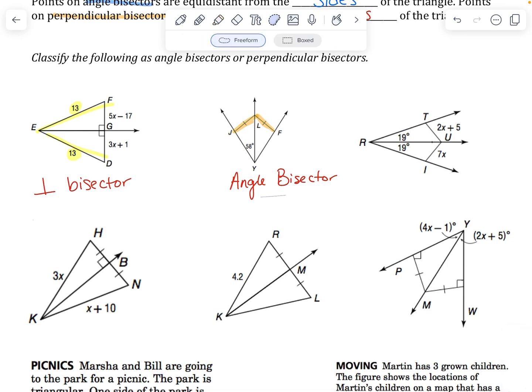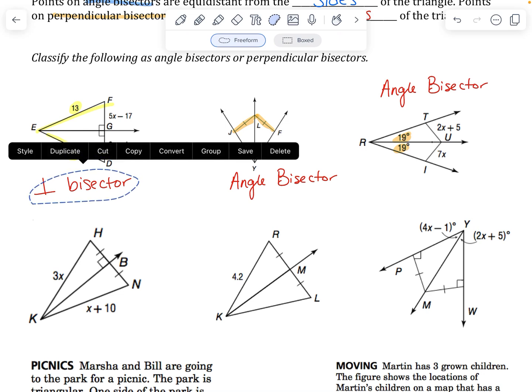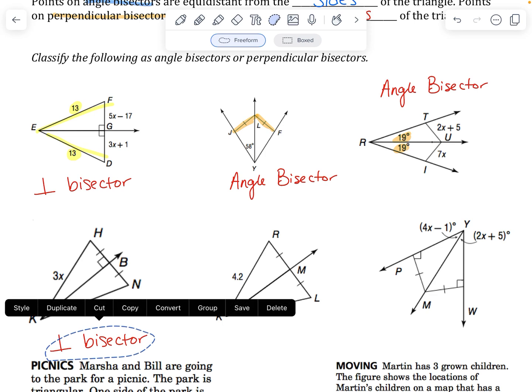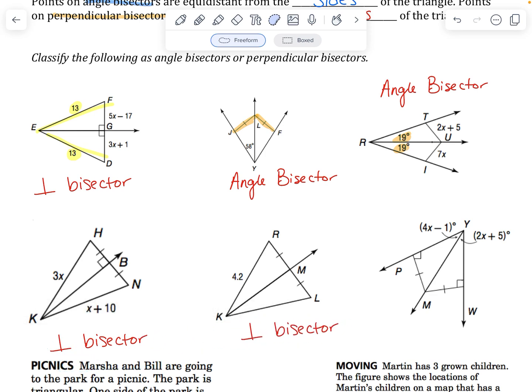The third one is going to be an angle bisector. We are also shown two congruent angles right there. And then we've got a perpendicular bisector for the next one, and then another perpendicular bisector. And then our final one is an angle bisector.